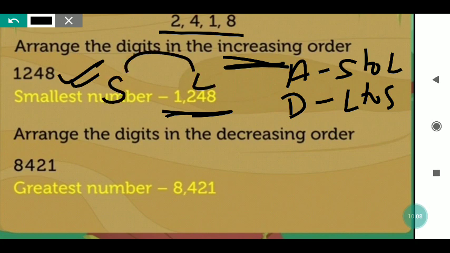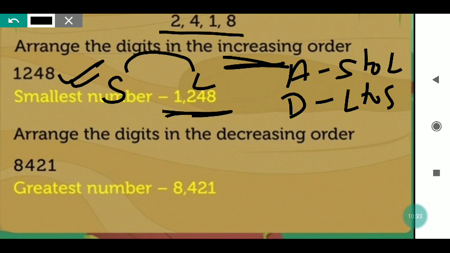Okay, like this. Now when it is given to form the smallest number, we arrange the numbers in ascending order, from the smallest to the largest. In increasing order, all are the same, don't get confused. Increasing order, ascending order, or from smallest to largest, all these things are the same.